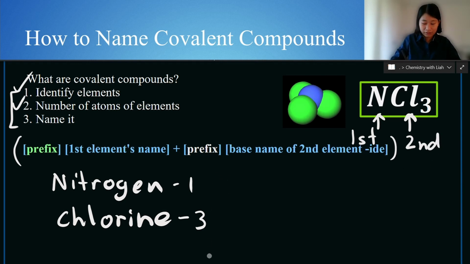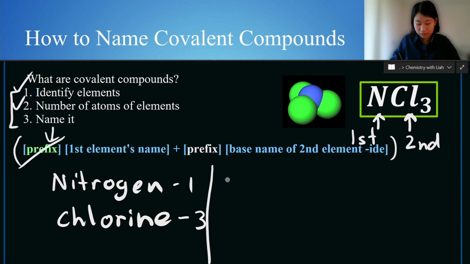So let's start writing this. So there is 1 nitrogen. However, the rules say that we will not use mono for the first element. So in this case, we can disregard this. We can only use di, tri, and so on for the first element's prefix. We do not use mono for the first element.